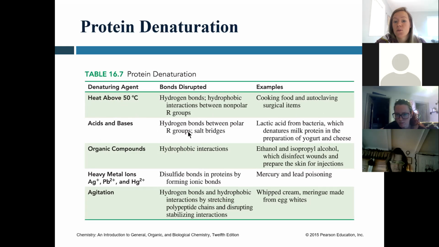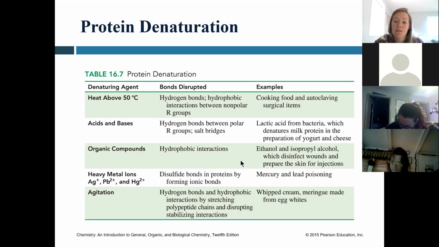Acids and bases are also a way. So the way they disrupt is the hydrogen bonding between our polar R groups, and they can destroy salt bridges. So examples of this: lactic acid from bacteria, which denatures milk protein to form yogurt and cheese.